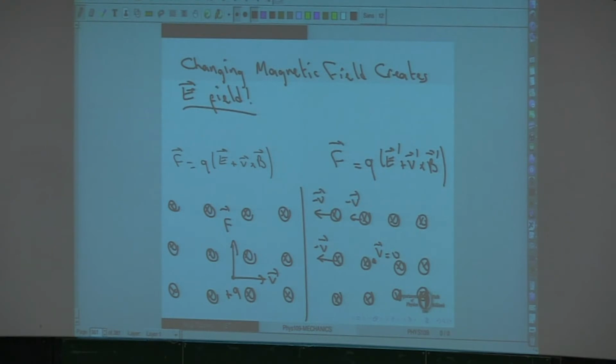Now, which magnetic flux? Okay. Okay. I didn't understand your question.